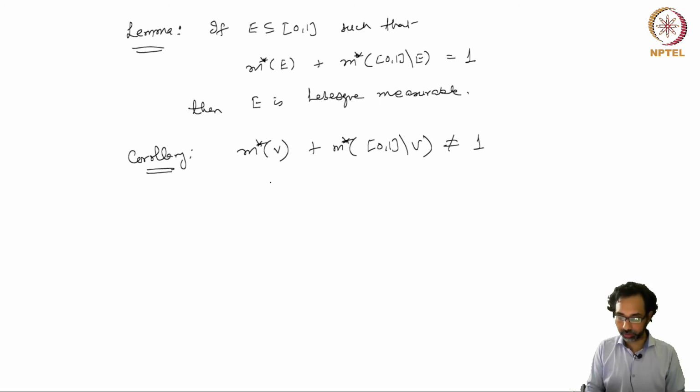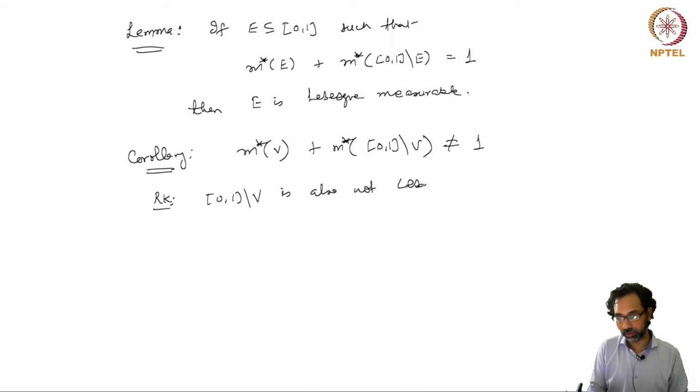Just as a remark, note that this complement [0,1] minus V is also not Lebesgue measurable, because Lebesgue measurability is closed under complements. If this was Lebesgue measurable, then taking the complement you would get V, which would then be Lebesgue measurable, and so we have a contradiction. So if V is not Lebesgue measurable, the complement inside [0,1] of V is also not Lebesgue measurable. So let's now prove the lemma.